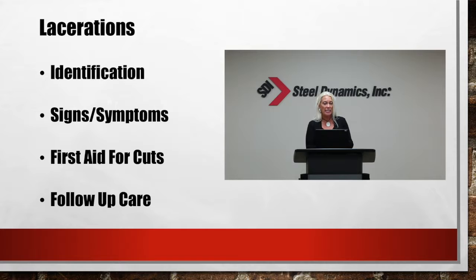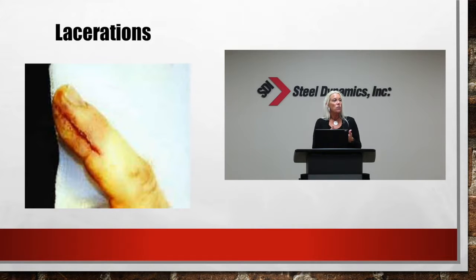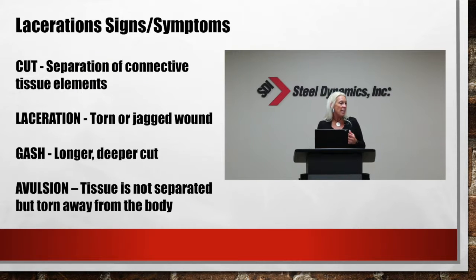When we talk about a cut, it's a separation of connective tissue elements. So we may see a cut on someone's finger or another area and it's just an opening. A laceration typically is a tear, it looks torn, it may have jagged wounds or it may not. A gash is more of a longer, deeper cut, and an avulsion is tissue that is not just separated but torn away from the body. And sometimes that avulsion can still be attached.